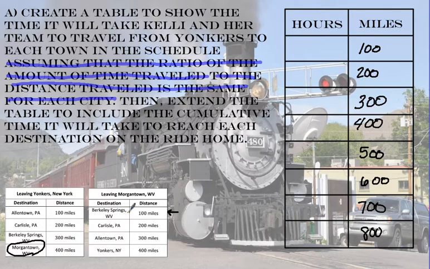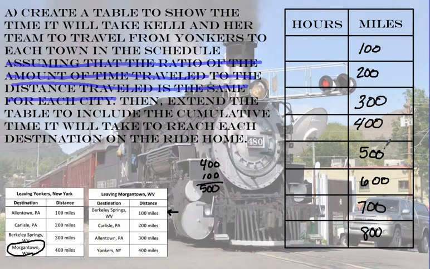In this case, it worked out perfectly where we matched up the miles to our table. But then here we added to our table by saying, okay, we're going backwards. So now we went 400 miles. To go back to Berkeley Springs, we had to travel another 100 miles. So we're at 400 miles on the way there, and then 100 miles to get to Berkeley, which gave us that 500 miles total, so on and so forth.